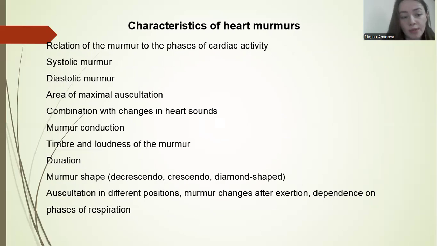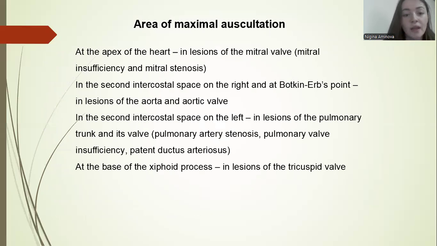Characteristics of heart murmurs: duration of the murmur relative to the phases of cardiac activity, systolic murmur, diastolic murmur, combination with changes in heart sounds, duration, etc. Area of maximal auscultation: at the apex of the heart in lesions of the mitral valve, in the second intercostal space on the right and at Botkin-Erb's point, in the second intercostal space on the left, at the base of the xiphoid process.